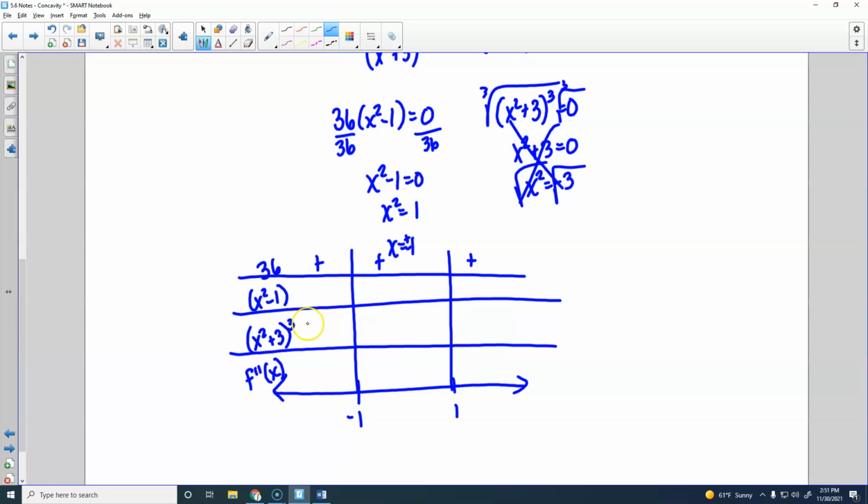The denominator, you really don't have to include either, because when you take a number and square it and then add 3, it's still positive also. So really, it just comes down to x squared minus 1 determining our sign here. If I plug in something like negative 2, I'm going to get a positive. If I plug in 0, I'll get a negative. And if I plug in something bigger than 1, like 2, I'll get a positive here. So that gives us a second derivative that's positive, negative, positive.